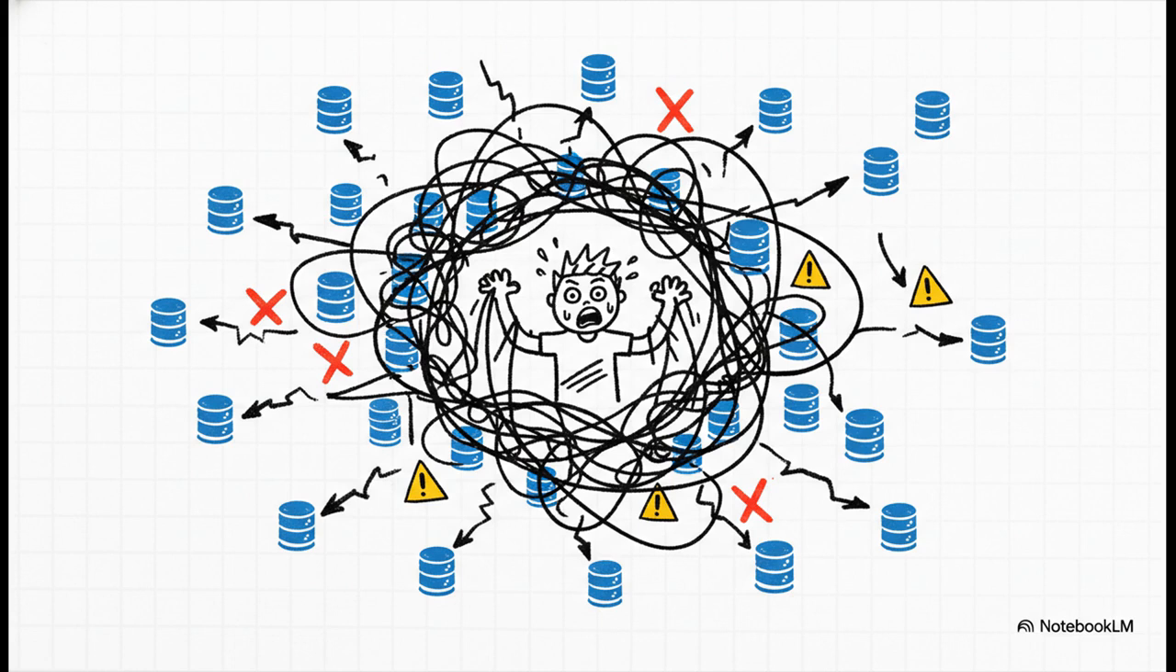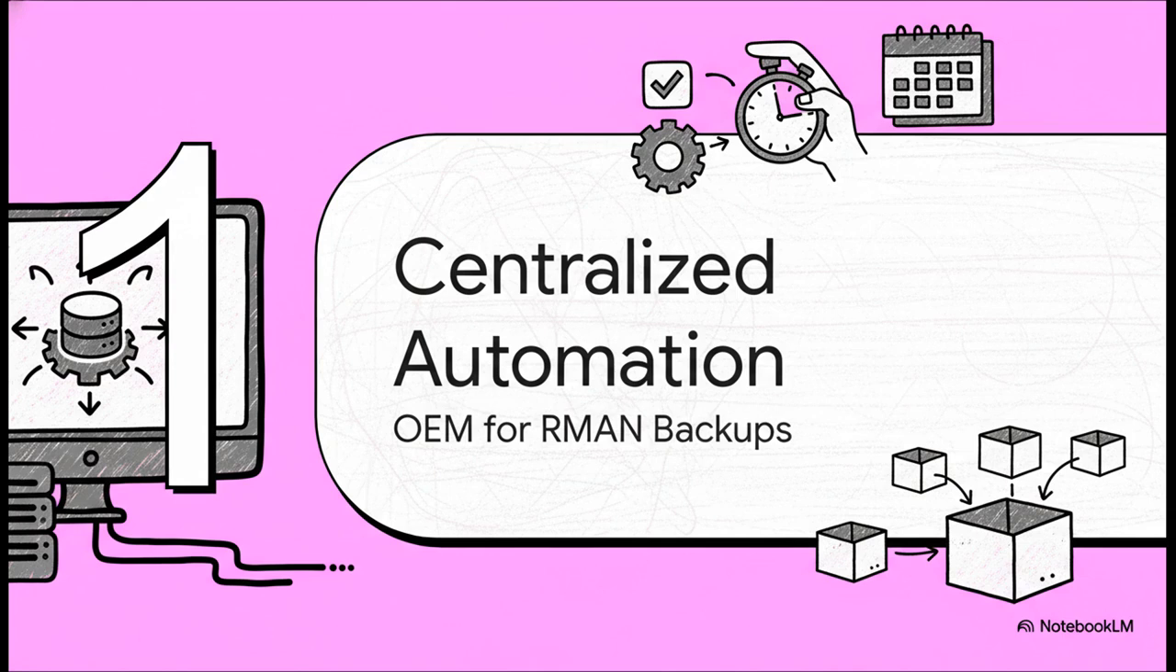You absolutely need automation. And that right there is where Oracle Enterprise Manager, or OEM as we all call it, becomes your absolute best friend. It gives you this single, powerful dashboard where you can manage, schedule, and automate all your RMAN backups. It's all about bringing that consistency and, frankly, that confidence back into the whole process.